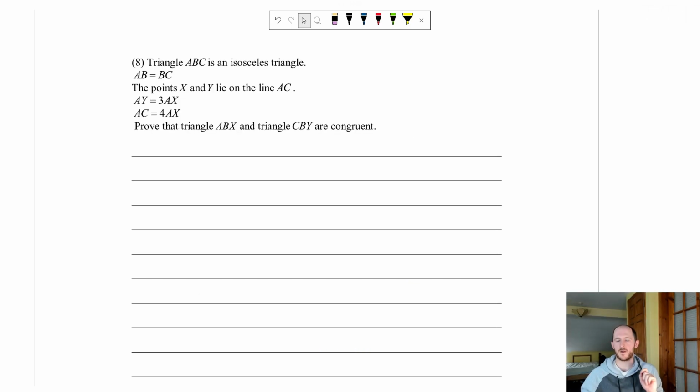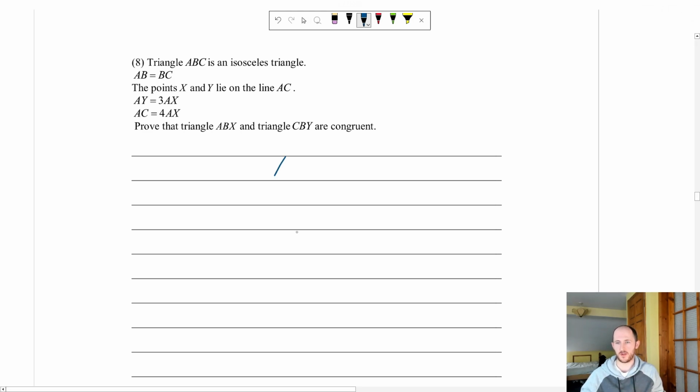Okay, so for this one, a lovely little proof. Triangle ABC is an isosceles triangle. AB equals BC. The points lie on AC such that we have these... I'm not even going to bother looking at that really first. Prove that... Okay, so we need to draw a diagram because I don't even know what they're talking about in terms of triangles. So let's draw the ABC triangle first.